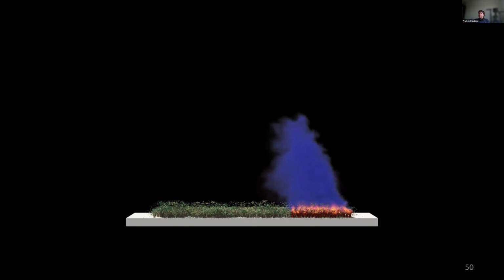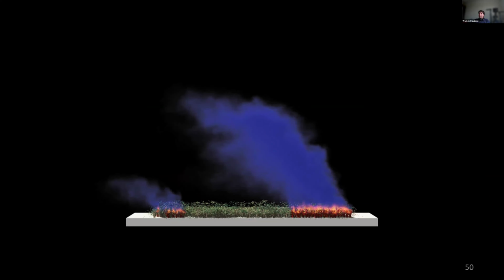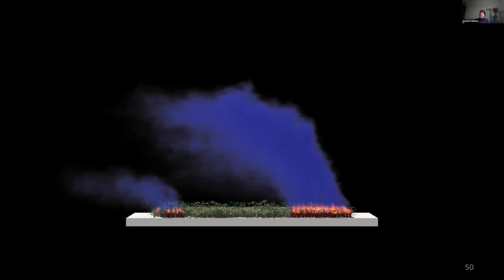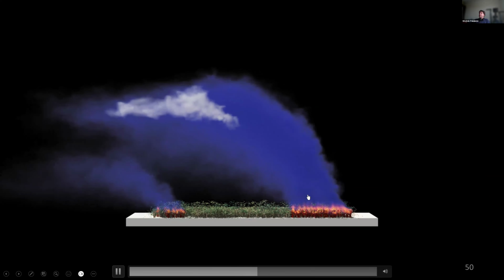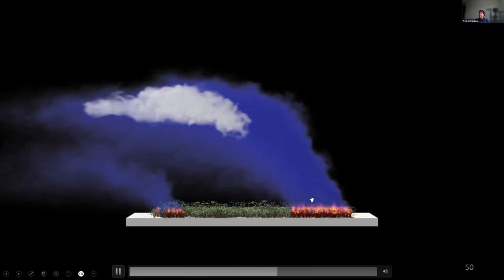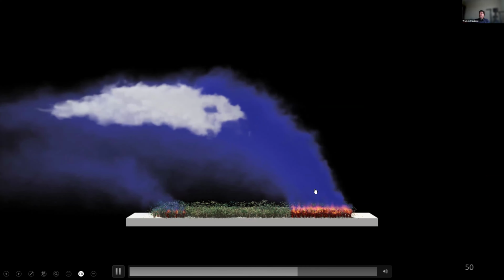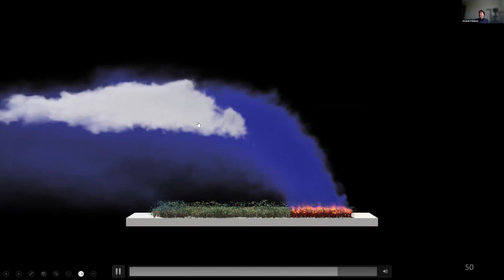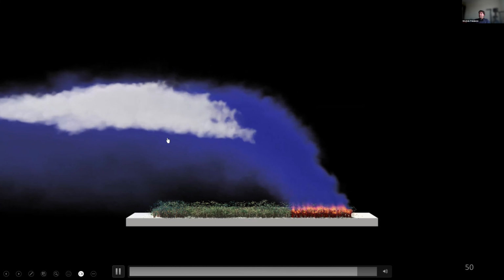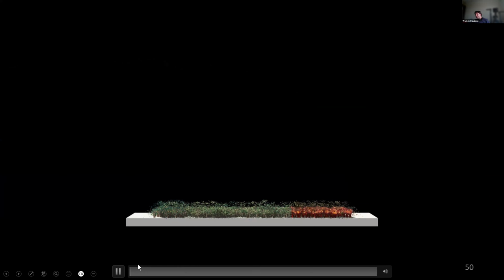So here is a simulation of a forest as we are looking at it from the side. Blue is water vapor, which is evaporated by this process of combustion. This can then condense to a cloud, and the cloud can actually rain again. So this is something which our simulation framework allows for.